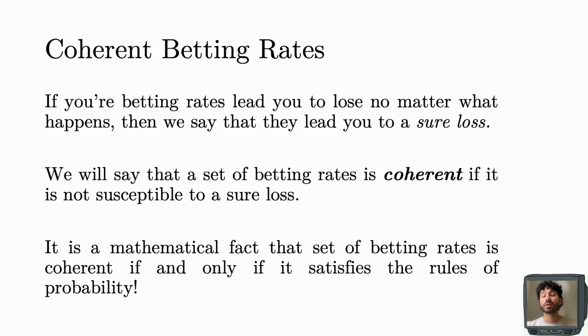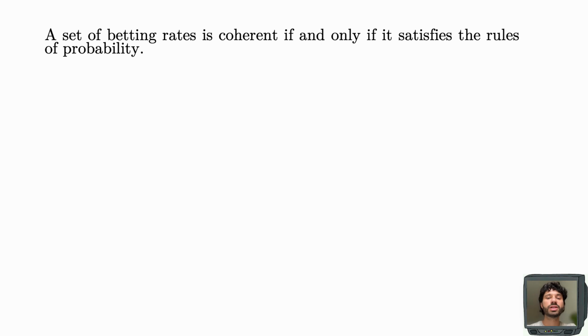But also, if our betting rates are coherent, if they only satisfy the rules of probability, then that means that our betting rates, and therefore our beliefs, should satisfy the rules of probability. Okay, let's go through one example where we violate the rule of additivity, and we'll see how we can put you into a Dutch book. So let's look at such an example. A set of betting rates is coherent if and only if it satisfies the rules of probability. That's what we said. So let's get into the example.